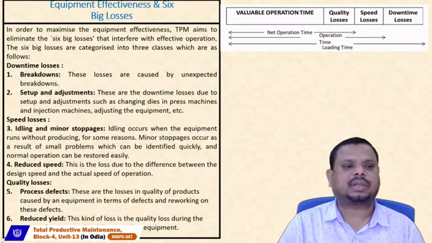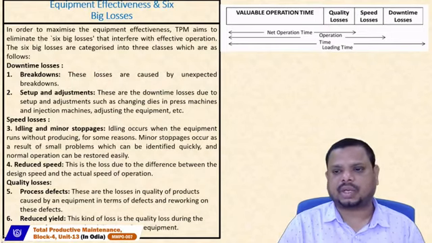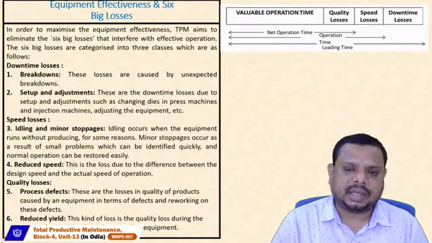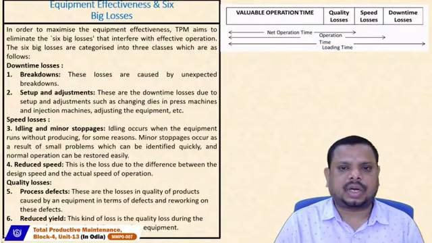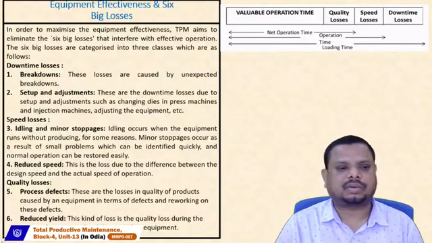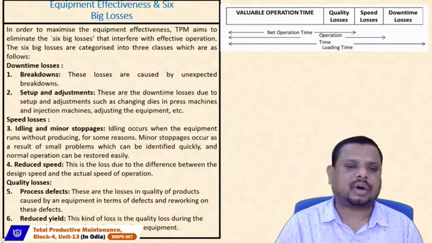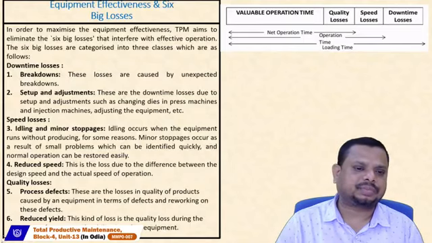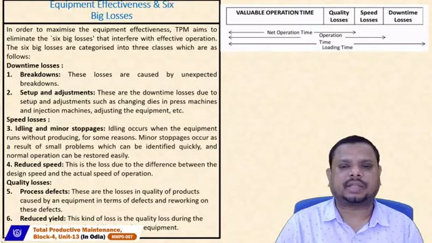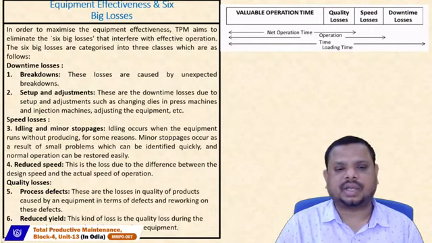So let's understand these three classes and the different parameters included in them. Under downtime losses, we have breakdowns. These losses are caused by unexpected breakdowns. You cannot predict the breakdown of any kind of machine or equipment. The second one is setup and adjustment. Under setup and adjustment, there are downtime losses due to setup and adjustment, such as changing the die in press machines, injection machines, and adjusting the equipment. These are examples of setup and adjustment.